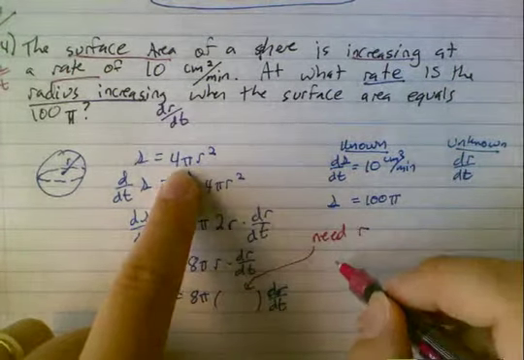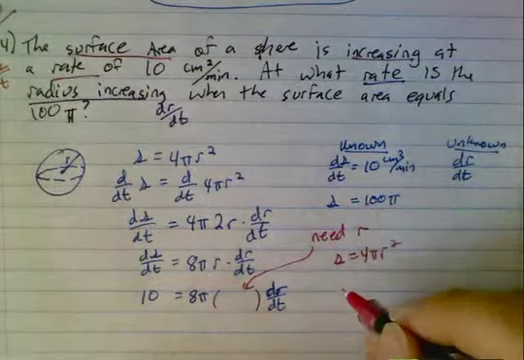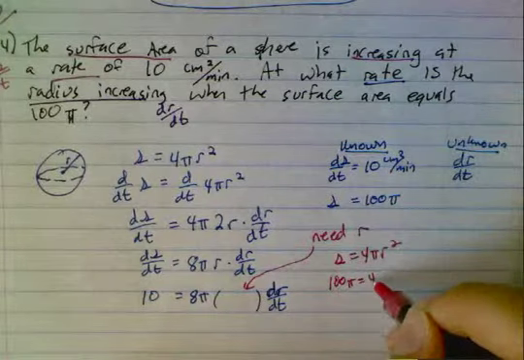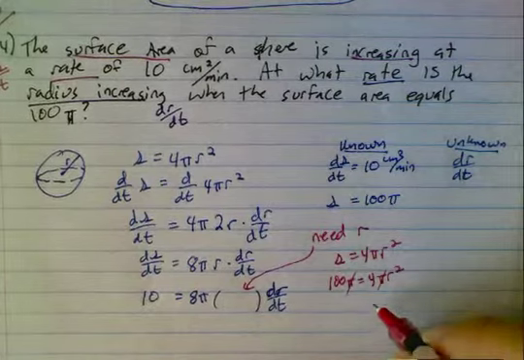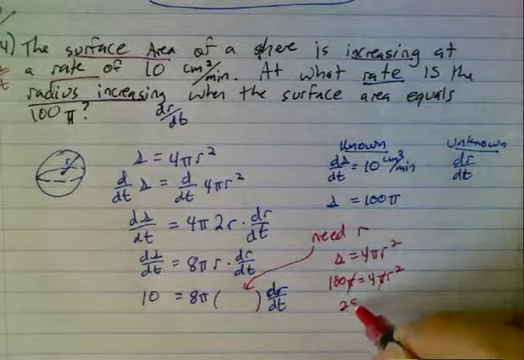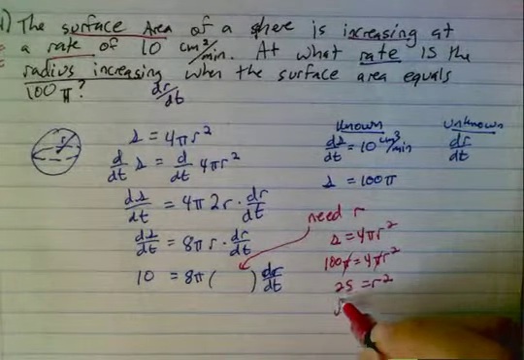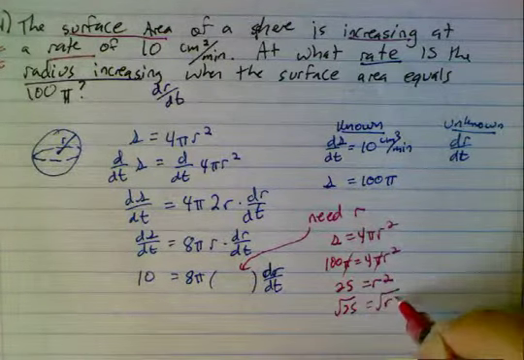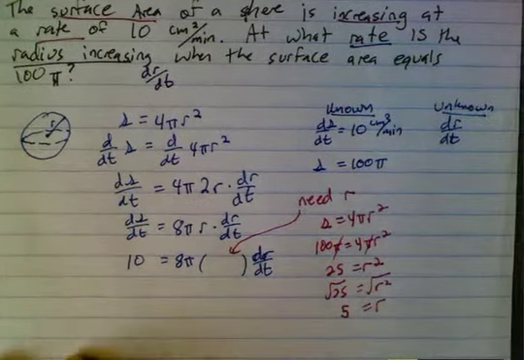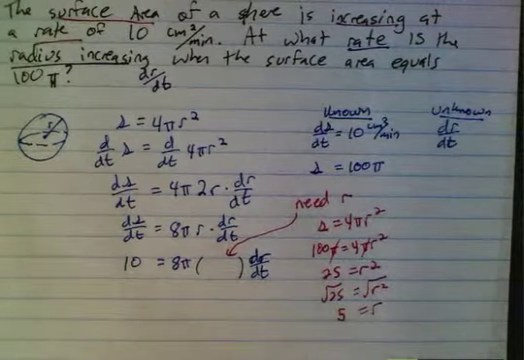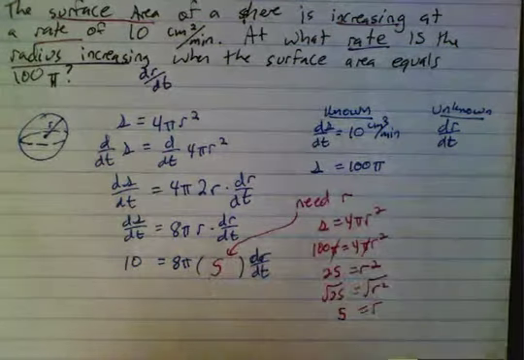Well, we know over here that S equals 4 pi r squared, and we do know S. So 100 pi equals 4 pi r squared. Divide both sides by pi. Divide both sides by 4. Now we can take the square root of both sides. Because we're dealing with distances, we're only going to keep the positive, even though this would typically be a positive or a negative. So if r is 5, then 5 goes right there.